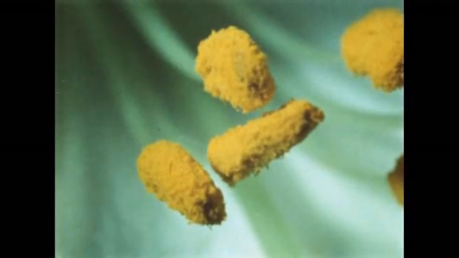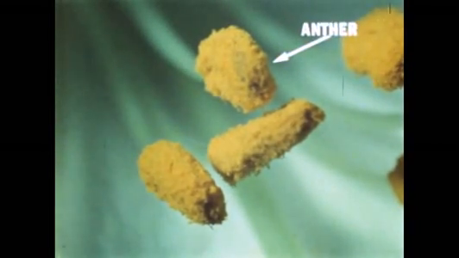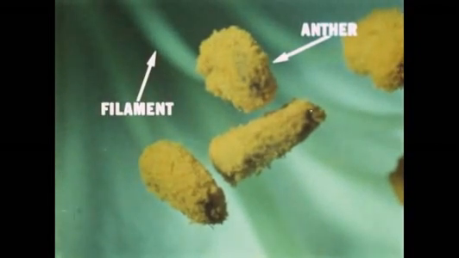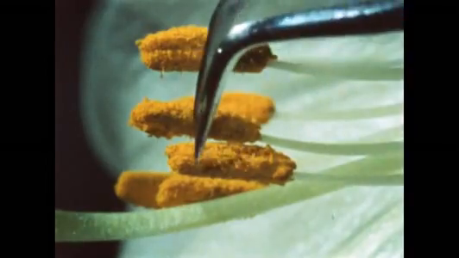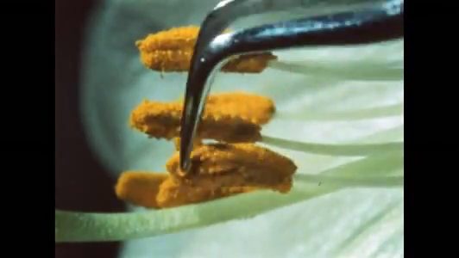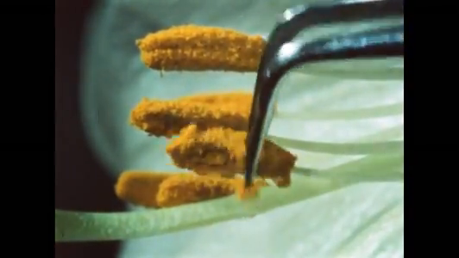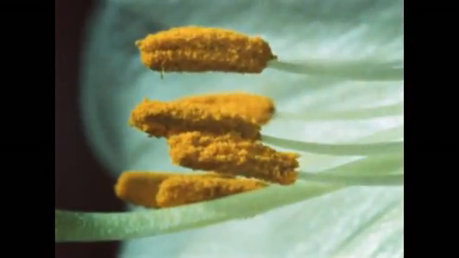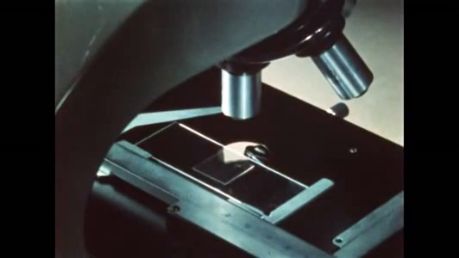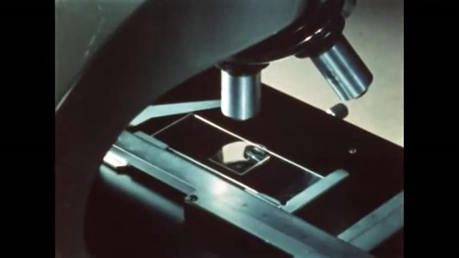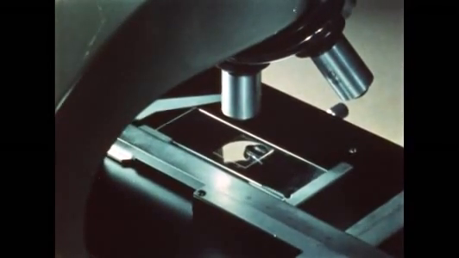Each stamen has a sac called the anther and a stalk called the filament. The anther produces a powder-like substance called pollen. When the flower blooms, the anther breaks open, exposing the pollen. The size and shape of pollen grains vary from one kind of flower to another.